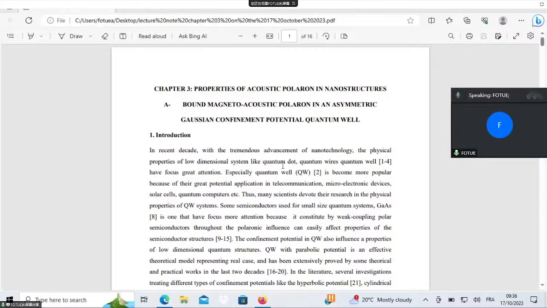We will see that describing the acoustic polaron, we are also going to use that Fröhlich Hamiltonian, but the particularity or the difference will be in the amplitude of the interaction between the electron and the acoustic phonon. We will see that from there, the amplitude of the interaction between the electron and the acoustic phonon will be different from the one of the optical phonon.